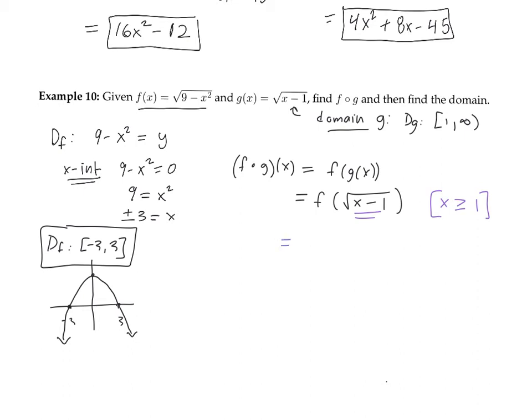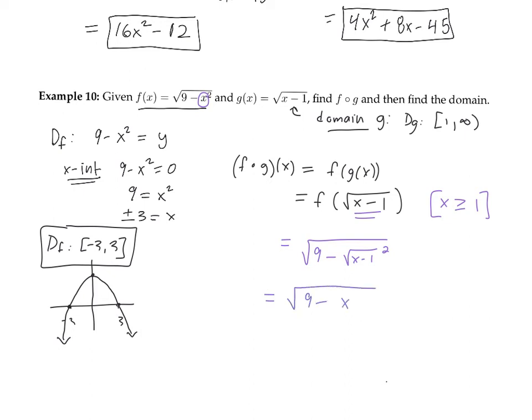Okay, then when you plug that root into the f function, it goes in for that x. And you get square root of 9 minus square root of x minus 1, squared. And you are totally allowed to simplify. Do you know what I mean by that? What happens when you square the square root of x minus 1? Poof. Now here's one place where you could mess up.